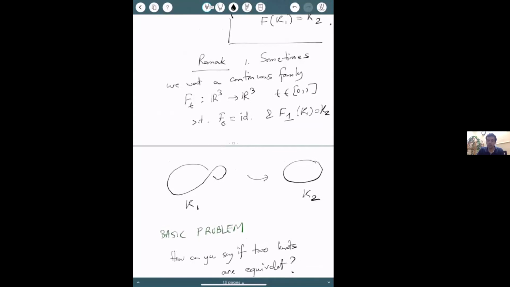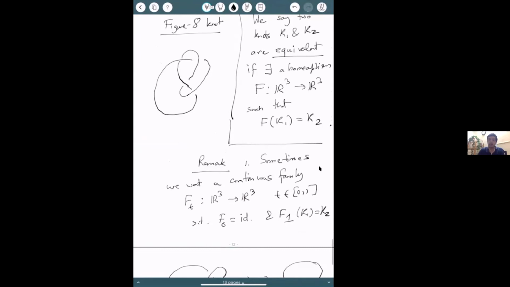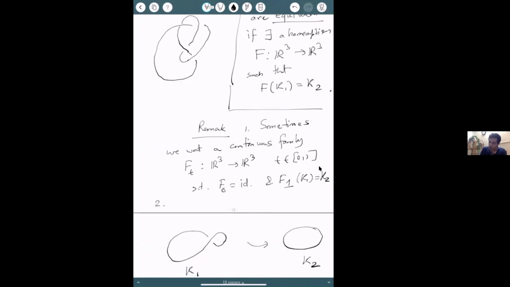Oh, by the way, I forgot, when I said it as a remark, this definition of a continuous family of maps is actually the same as the definition I gave previously. Wanting one homeomorphism from R3 to R3 that takes one knot to another is as good: whenever you find such a homeomorphism, you can connect it up with the identity map through a continuous family of homeomorphisms. Another remark is that when you actually do knot theory, you always want this F to be orientation preserving, whatever that means.